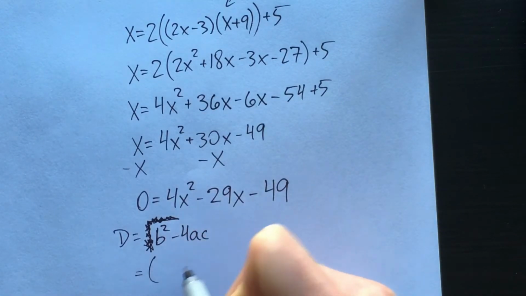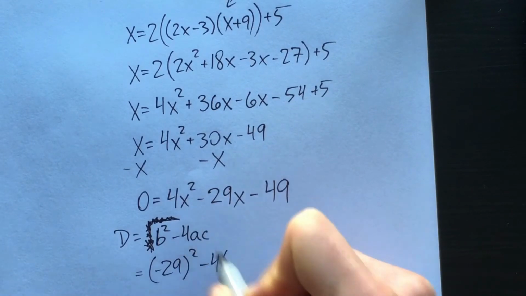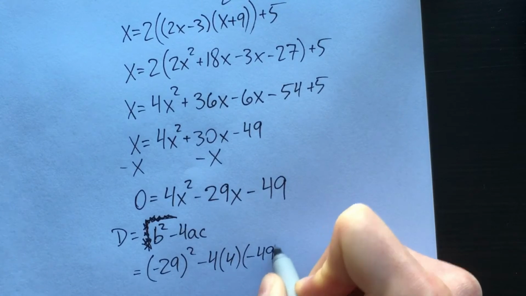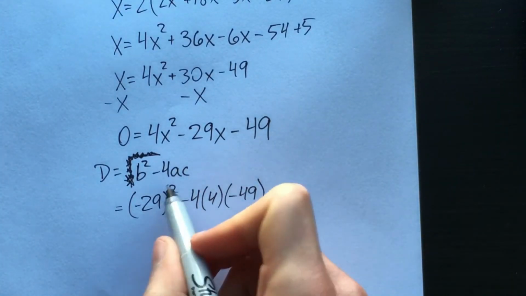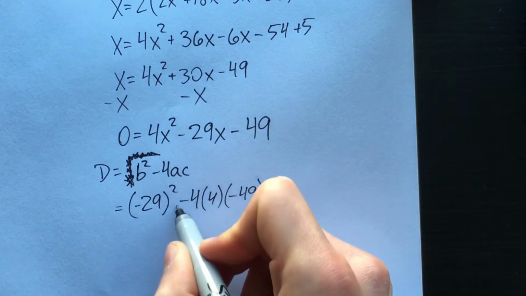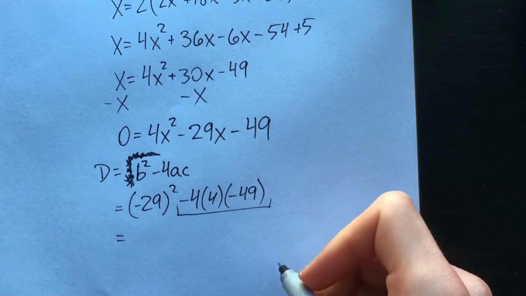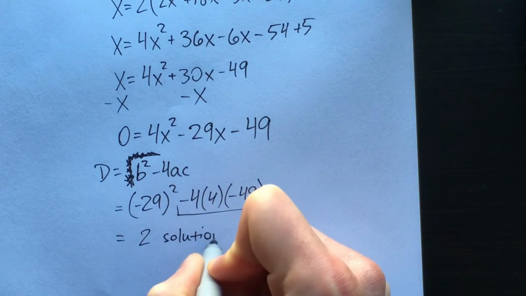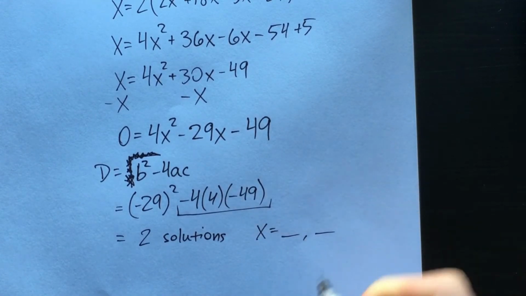So let's just plug this in and see what we get. So it'll be equal to b squared, so negative 29 squared minus 4 times c, which is negative 49. And you don't actually have to do the multiplication there because you see that this squared number is going to be a positive number, and you see that this negative 4 times negative 49 is going to make this part positive. So this is just going to be some big old positive number, which means there are two solutions to this quadratic. So x is going to equal something, comma something.